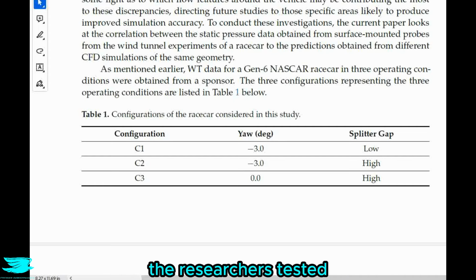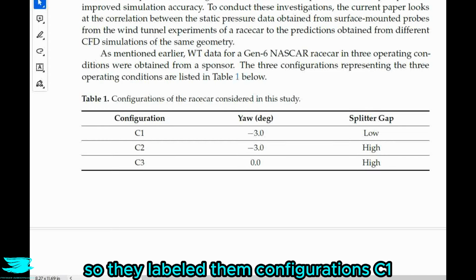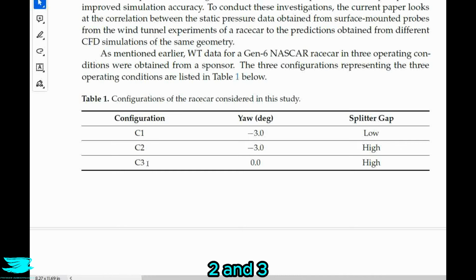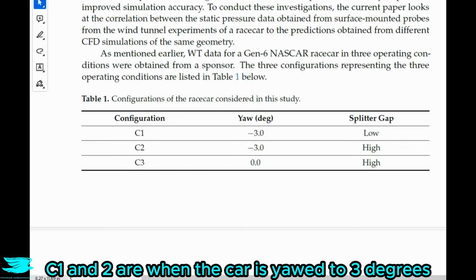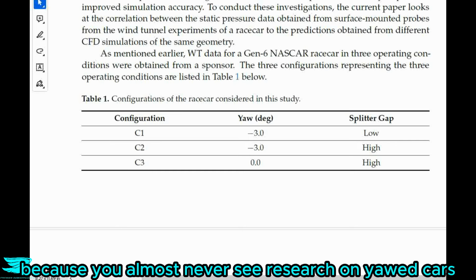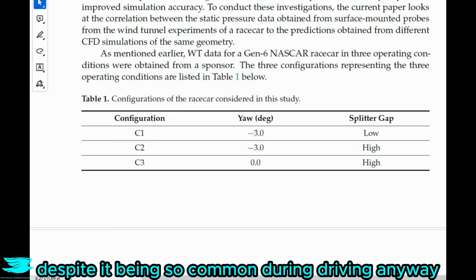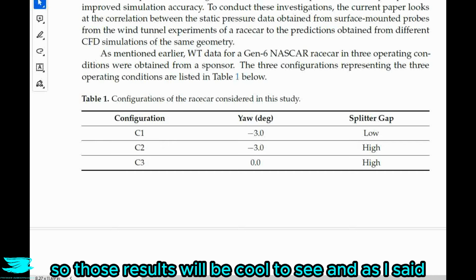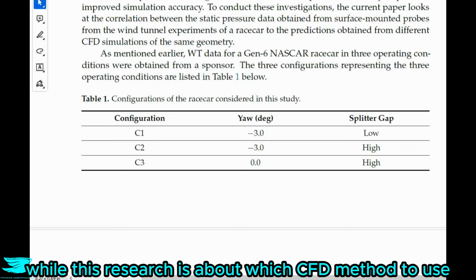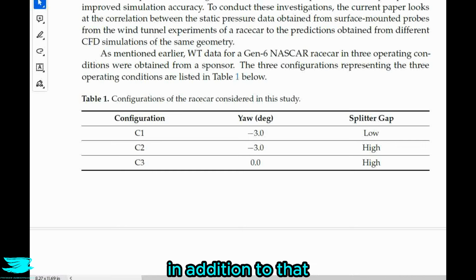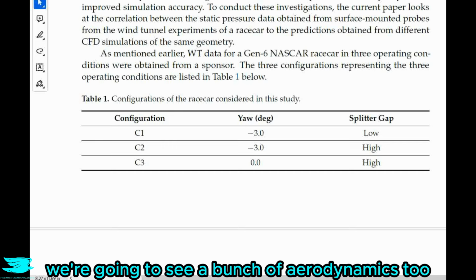configurations the researchers tested. So they labeled them configurations C1, 2, and 3. C1 and 2 are when the car is yawed to 3 degrees, which is really cool to see because you almost never see research on yawed cars, despite it being so common during driving anyway. So those results will be cool to see. And as I said, while this research is about which CFD method to use, in addition to that, we're going to see a bunch of aerodynamics too.